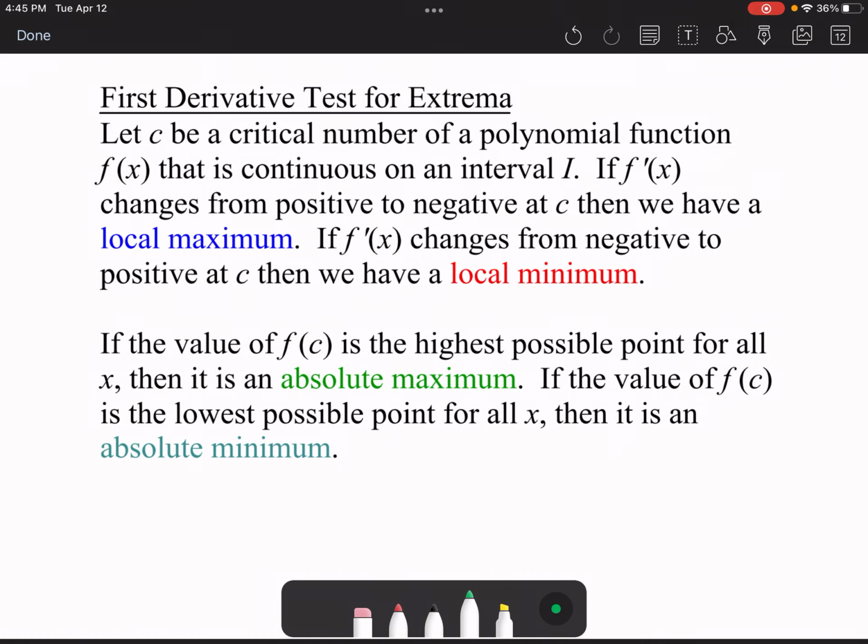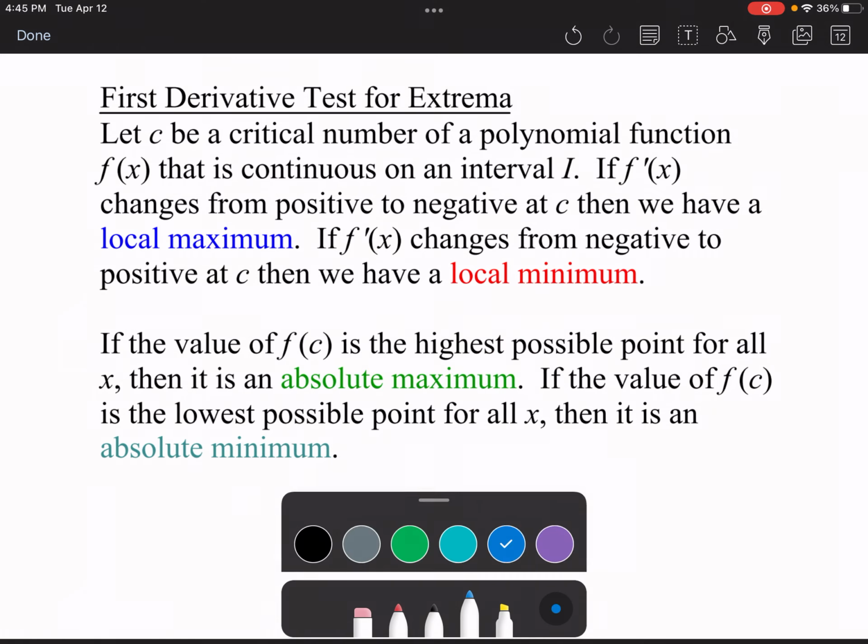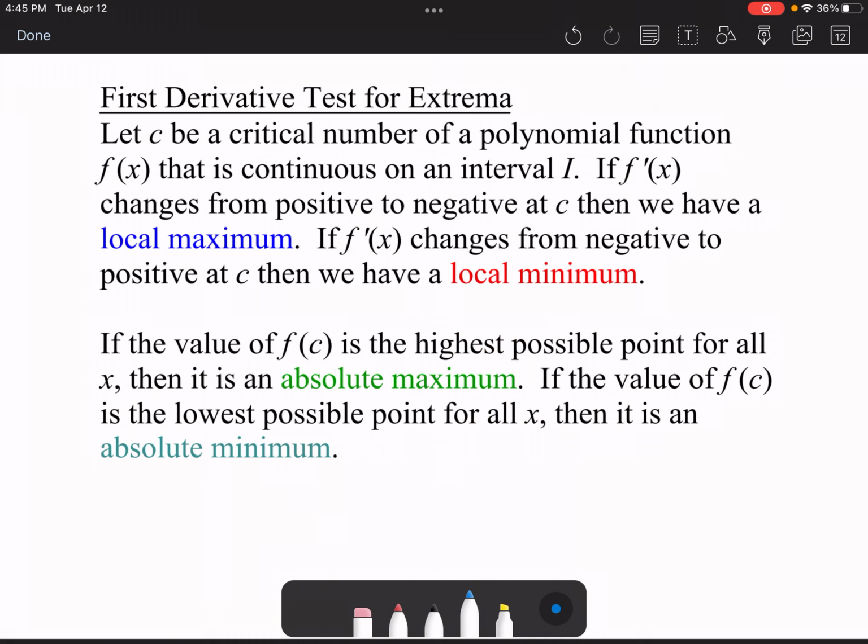So what does this mean? Well, if we do have a change from positive to negative, that means we have something that's going from increasing to decreasing. So if we have a function like that, you can see clearly it has a local maximum. Whereas if it went from negative to positive, so negative to 0 to positive, then you can see it clearly has a local minimum.